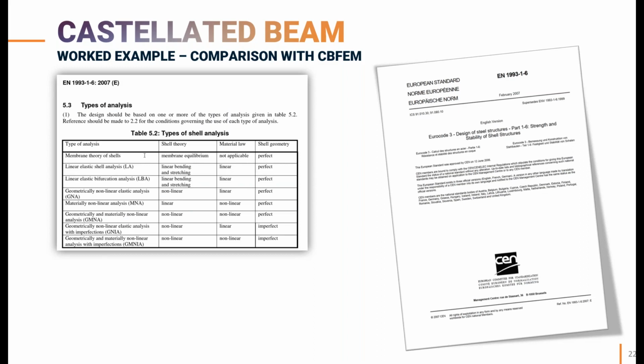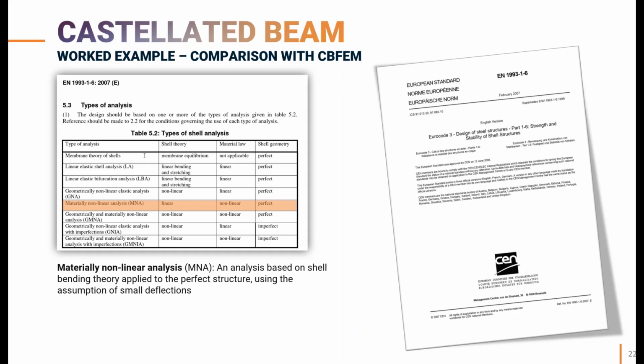In this part of the code, several options are provided to the analyst for the numerical analysis of the shell substructure. Among these options, we employ the MNA, the materially nonlinear analysis, which is basically an analysis based on the shell bending theory, but this is applied on the perfect structure using the assumption of small deflections. To say it simply, imperfections are not accounted for in this method. However, as I have already demonstrated, this is really fast.